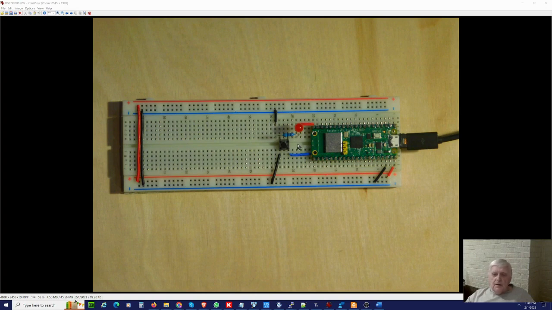Now for the homework assignment, I have the plus side of the LED connected to GPIO pin 15 on the Pico. That's physical pin 20. And then on the negative side of the LED, I have a 220 ohm resistor connected to this column, and that column has a jumper to the ground rail. So that is all there is for setting up physically this board.